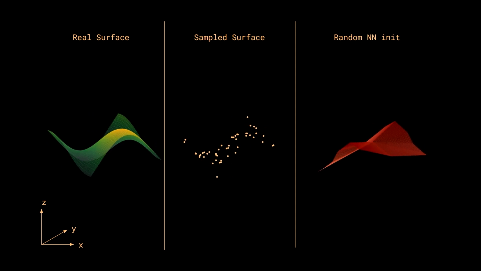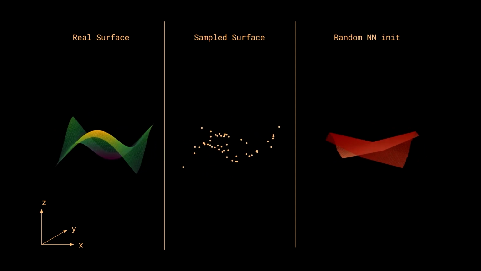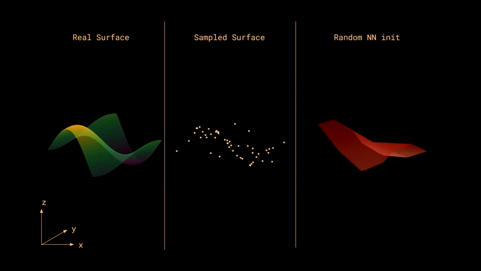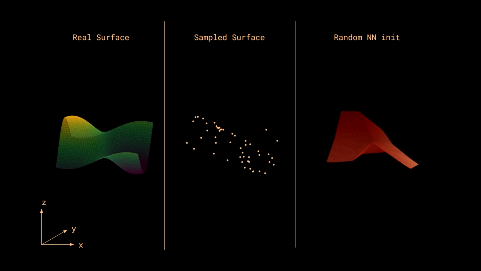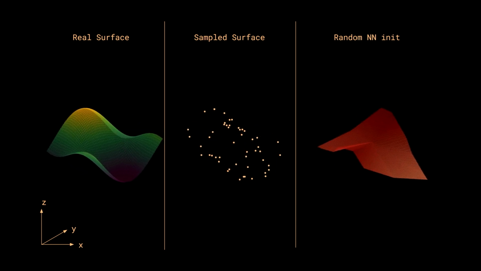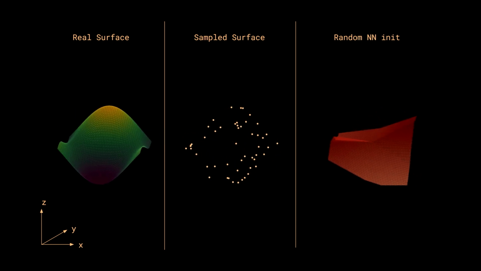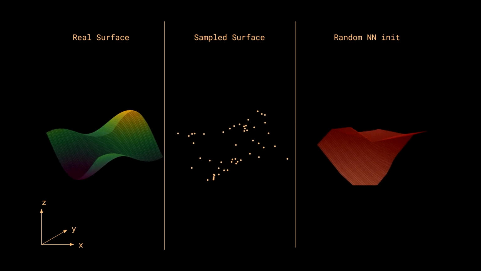The interesting thing I want to point out is that the neural network has no knowledge of the real surface. This is a very important point. It only has knowledge of what it can see, which is the points that you provide. So this is the first point that I want to get across.